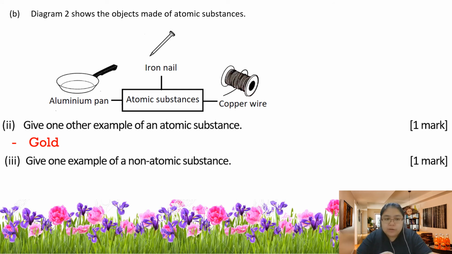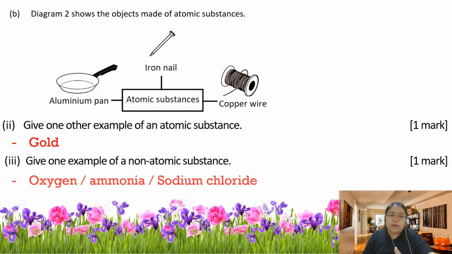Okay, then number 3 is give one example of a non-atomic substance. Non-atomic substance means you can give a molecule, or you can give an ionic substance also. So if I give the molecule, it would be oxygen. If I give the ionic one, it would be sodium chloride. So oxygen, ammonia, sodium chloride, these are non-atomic substances.